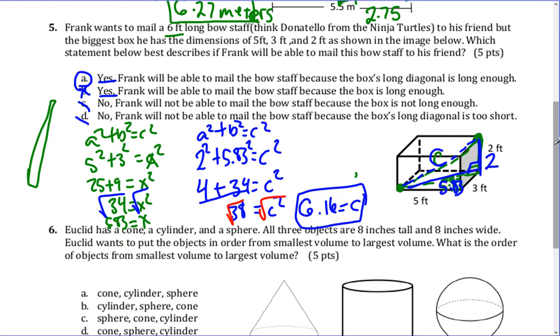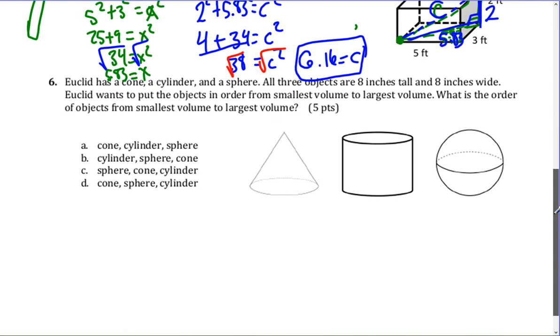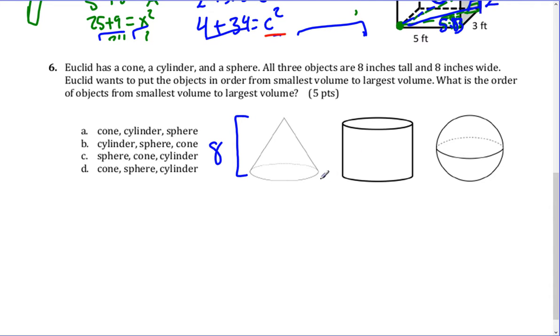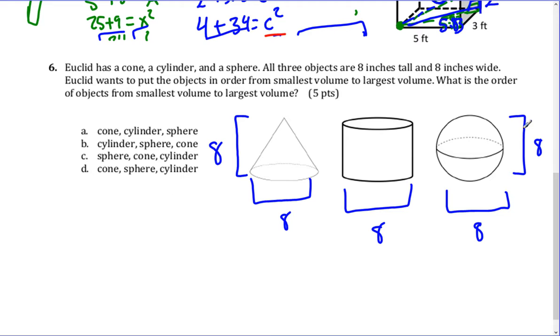Number 6. It says here that Euclid has a cone, cylinder, and sphere. All 3 objects are 8 inches tall and 8 inches wide. There, beautiful picture. Euclid wants to put the objects in order from the smallest volume to the largest volume. What is the order of the objects from smallest to largest? Okay, so we have to find the volume of each of them and then figure out which is the smallest, the middle, and then the largest.